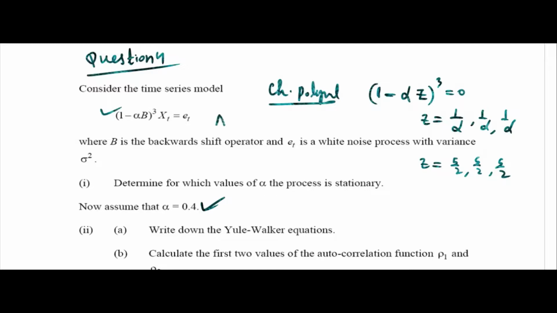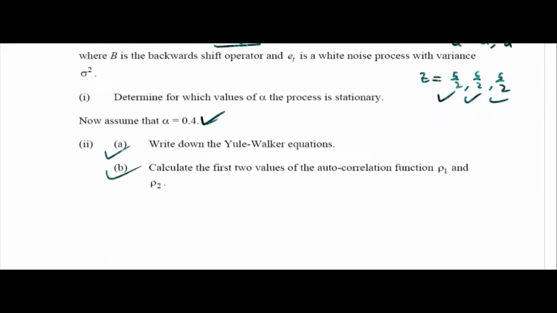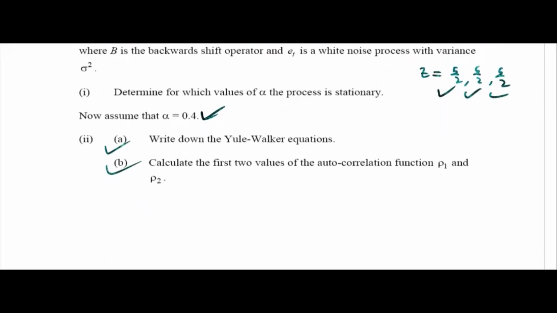So this is AR(3). No MA part, no e_{t-1} term, and no unit root. So this is a pure AR(3). But in this AR(3) all roots are equal. Never mind. And alpha is 0.4. Write the Yule-Walker equations. You can do that always. Calculate the first two values of the autocorrelation function, rho 1 and rho 2. Cool, right? Only 2 you need to find. So apply a similar procedure. The Yule-Walker equations you can solve and you can find them.